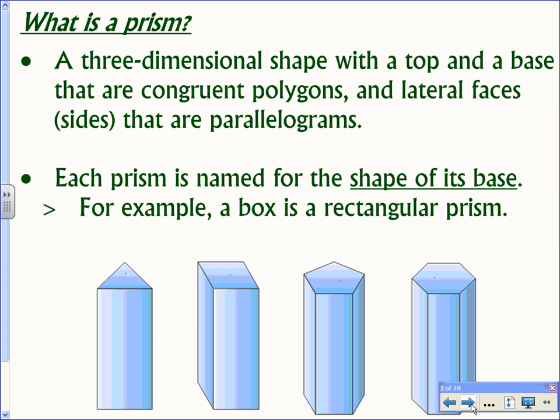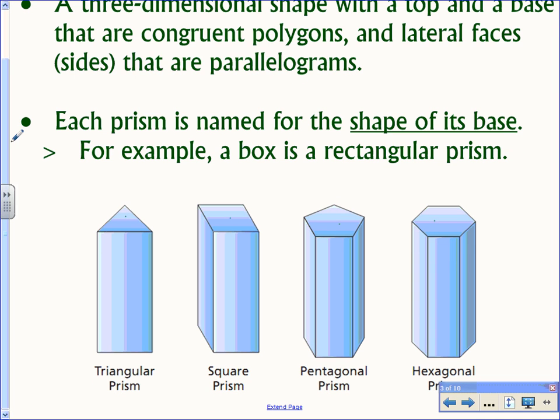A prism is a three-dimensional shape with a top and a base that are congruent polygons and lateral faces, or sides, that are parallelograms. Each prism is named for the shape of its base. So for example, a box would be a rectangular prism. Now the important thing to remember here is that the shape will always have two bases that are congruent, and then the other sides will all be rectangles.